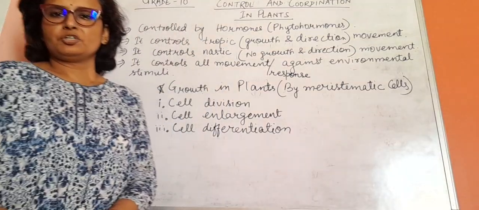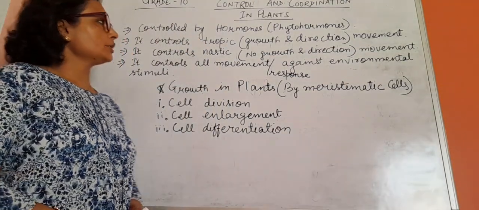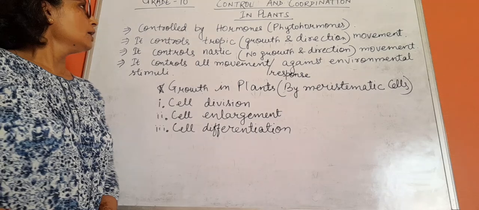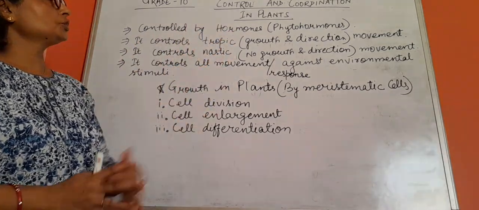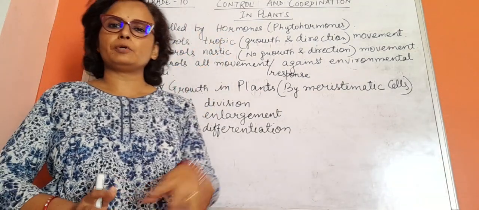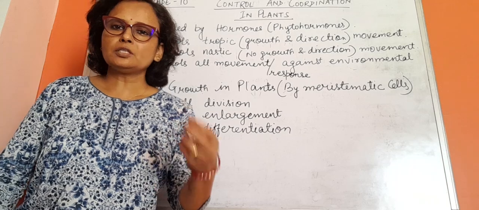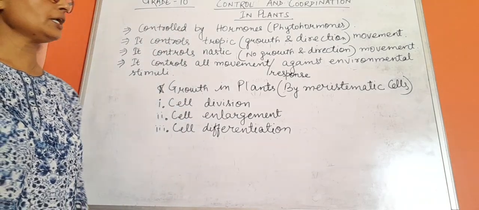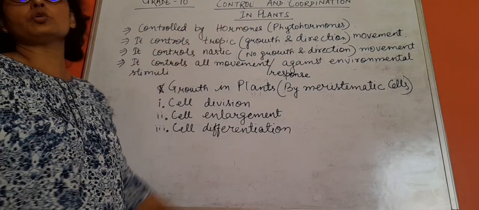Hello everyone. Today we are going to discuss control and coordination in plants. How the growth, movement and different kinds of movement that we discussed take place in a plant. Is there anything that controls all these?